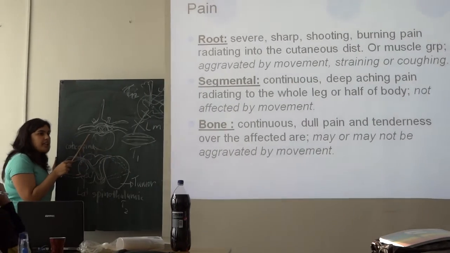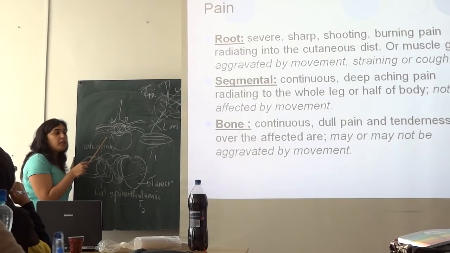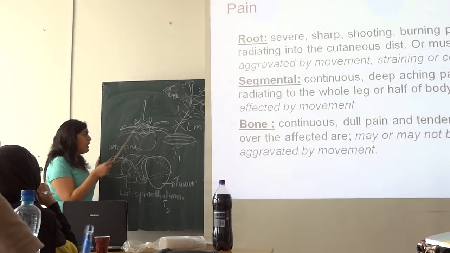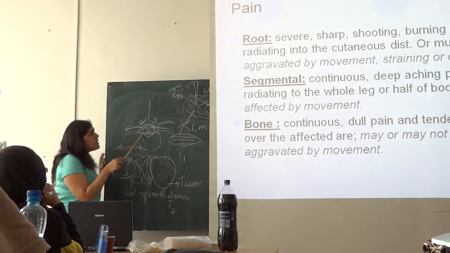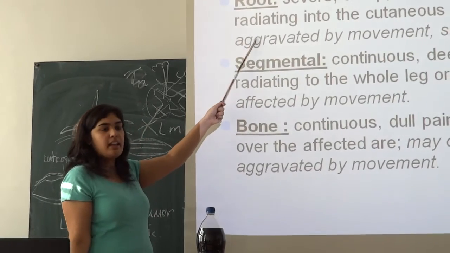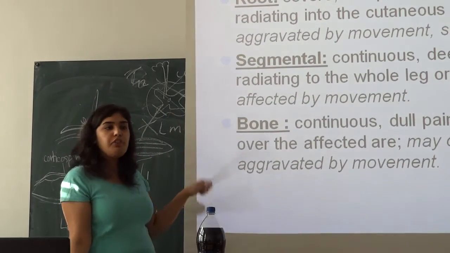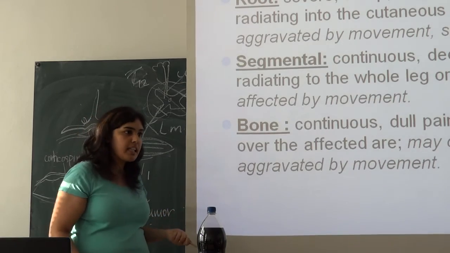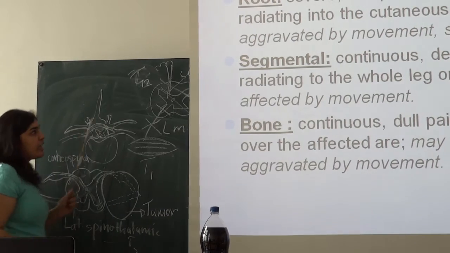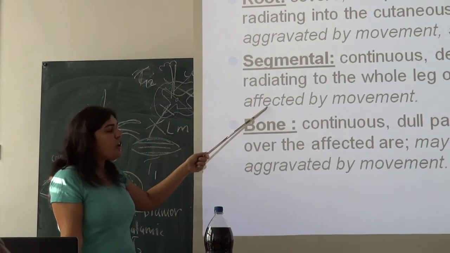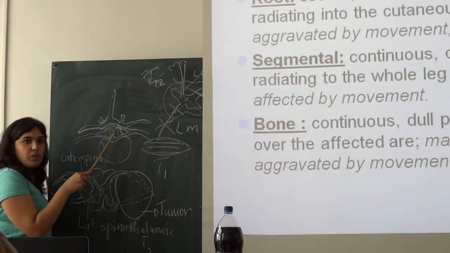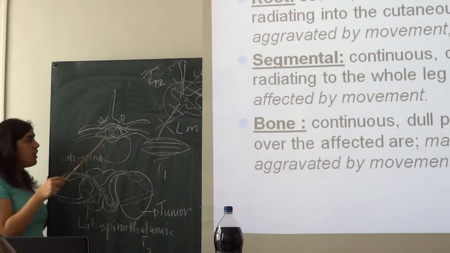Now, if there is damage to your root, I am talking about the characteristic of the pain. If it's at the root, you can imagine it is aggravated by movement because your root, your spinal nerve, is supplying the muscle. So if you move that muscle, your pain is going to increase. For example, if there was a tumor here, the pain is connected. At the segmental level, it's not affected by movement, because that is within your spinal cord. Will it be affected by movement? No, because the only thing affected by movement is your nerves.